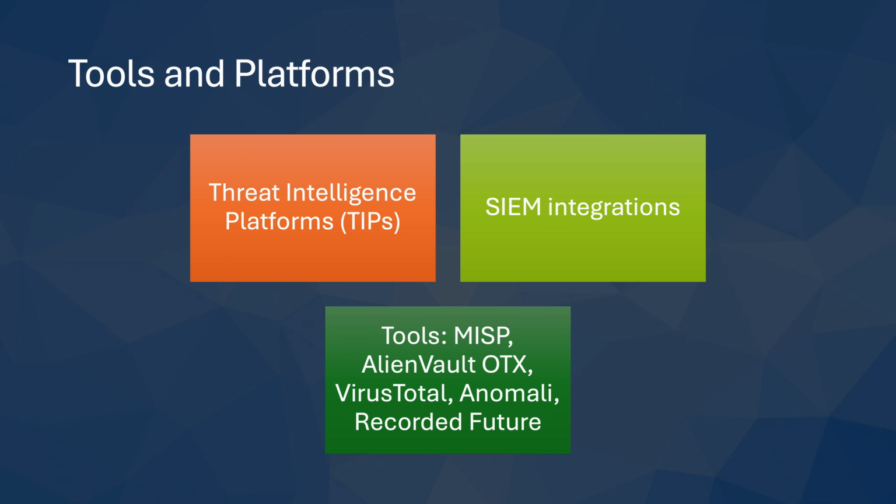There are several tools that make managing and automating threat intelligence much easier. Threat intelligence platforms, or TIPs, are designed to centralize and organize all your threat data. Common platforms include MISP, AlienVault OTX, Anomali, and Recorded Future. SOC teams integrate these platforms directly into their SIEMs, which allows alerts to automatically pull enrichment data. Instead of an analyst spending time manually researching each indicator, the SIEM already knows which ones are dangerous. This level of automation saves time and strengthens detection accuracy.